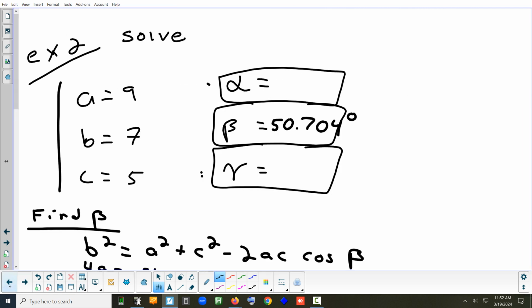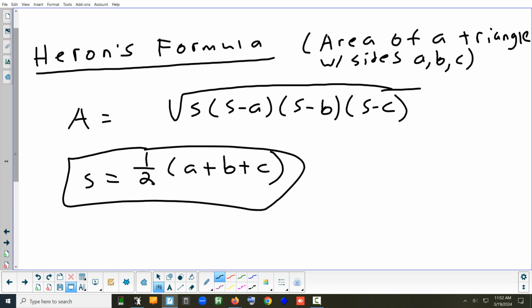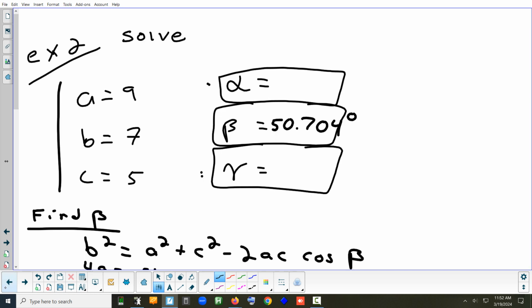So, you know what? I'm going to go back to the problem we did earlier. The 9, 7, 5. Does everybody have that formula? Okay. Let's find the area of the side, side, side problem we just did, because we already found an angle with law of cosines. I'm just going to do this off to the side. I'm only doing it because I already have an angle, so it's not going to take long. And then we'll do it with Heron's formula.